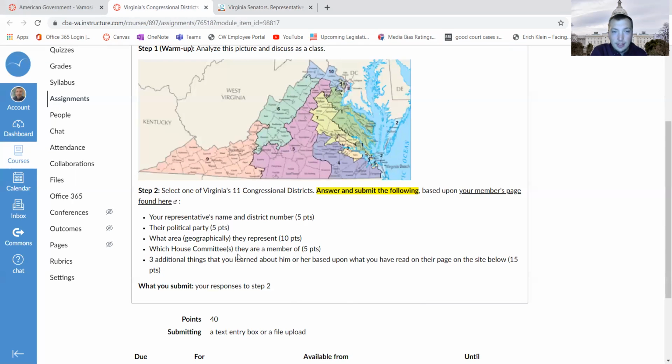Which House committees are they a member of? And these are subdivisions again, breaking up the powers. Committees are really where Congress members show their expertise. And then 3 additional things that you learned about him or her based on what you've read on their page or the site below. And I have the corresponding amount of points for each of these prompts.